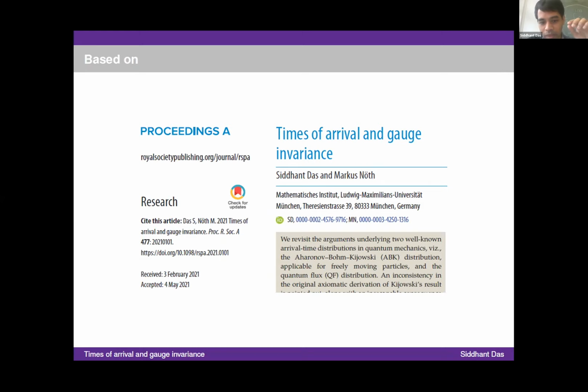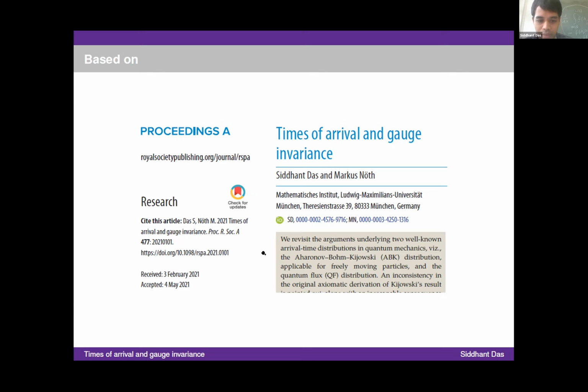And the entire talk is based on this paper, or at least elements of this paper. So it's a very recent one. And for those who would like to jump into this area, this would be a great starting point, because it reviews a lot of the details which you wouldn't find easily. Anyways, this was written with my colleague, Marcus Newt. Let me dive right in.